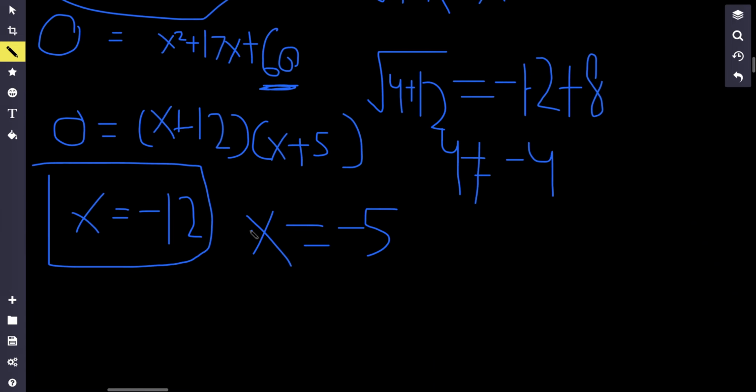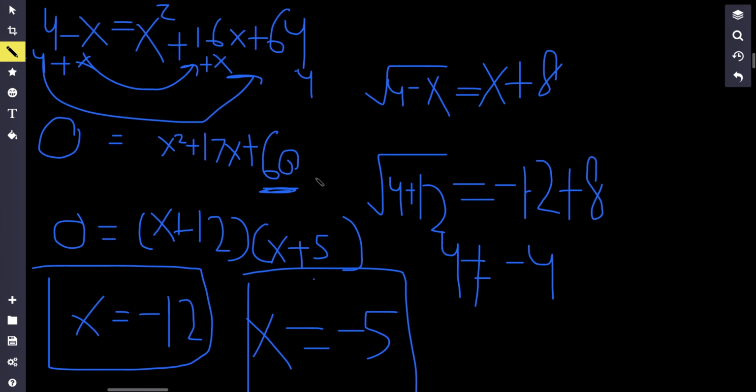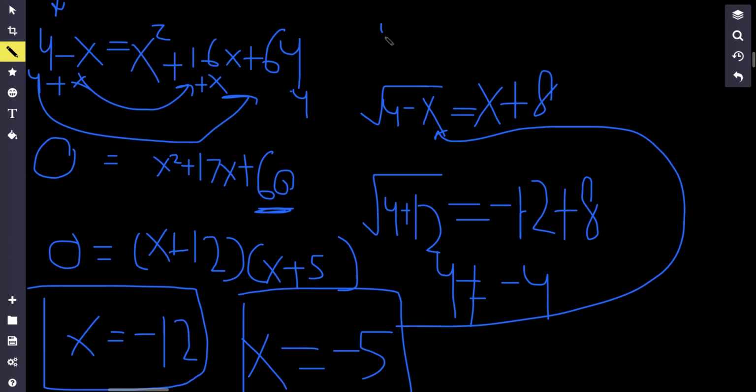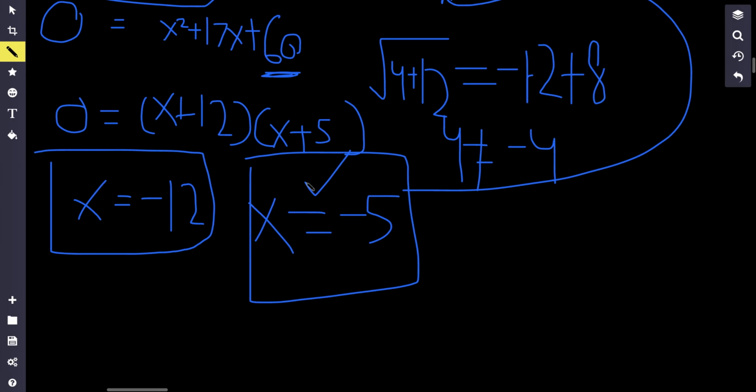Now you can also check the other solution, right? x is equal to negative 5. Let's see if this one is an extraneous solution. So if I plug in negative 5 into this, I get the square root of 4 minus negative 5, which is 4 plus 5, which is 9, is equal to negative 5 plus 8. Negative 5 plus 8 is just equal to 3. The square root of 9 is equal to 3, which means negative 5 works. All right.